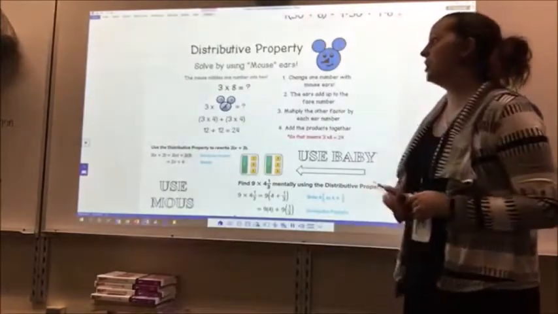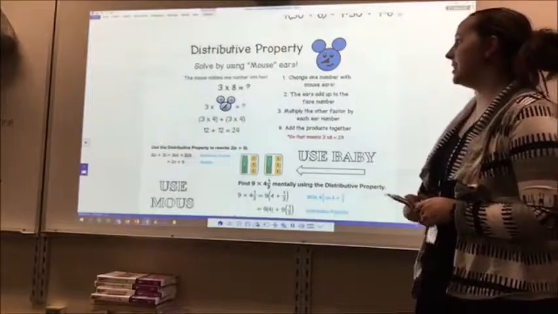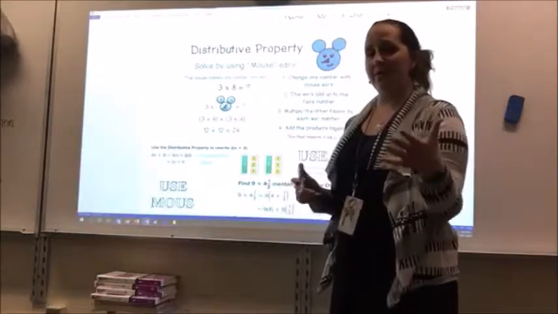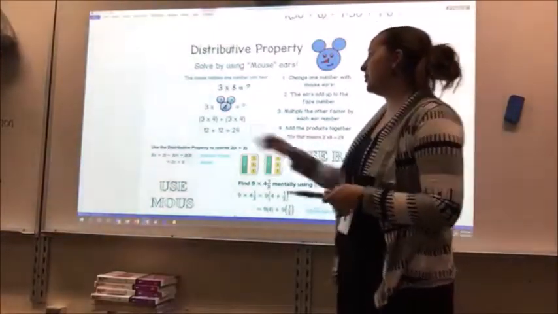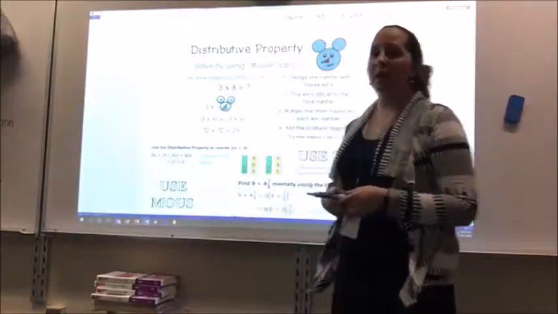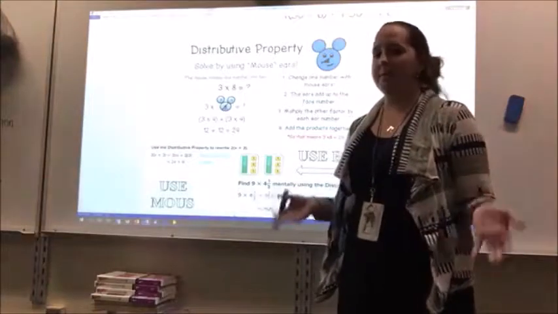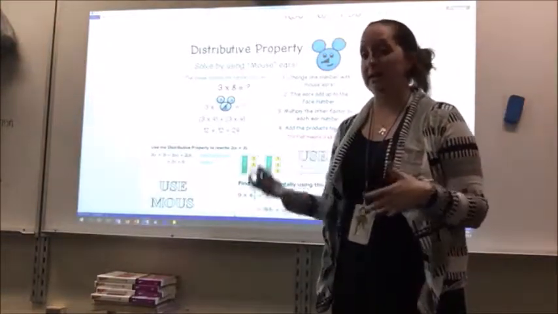The second way I can do it is using the mouse ears. So basically the idea behind this is I take the number and I break it down. Then I multiply the other number by each of the ears. So if I were looking at the number 3 times 8, I want to go ahead and break 8 down into 4 plus 4. It doesn't have to be 4 plus 4, it could be 2 plus 6, or whatever you wanted to make it to 8.